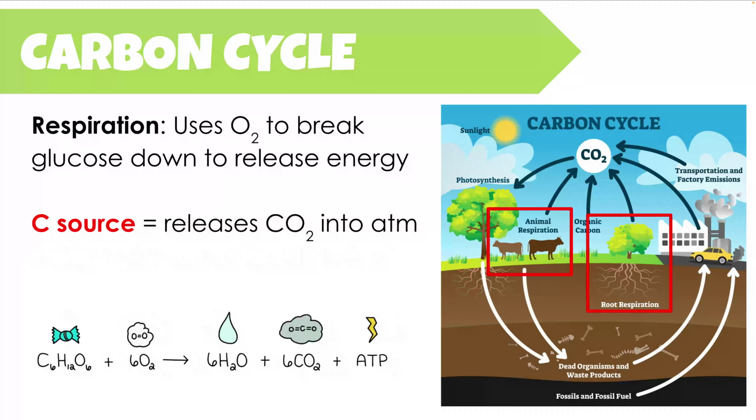Sort of the opposite of photosynthesis is cellular respiration. Both plants and animals do this, where they take in oxygen to take the glucose that they're consuming and break it down to release ATP, their energy molecule. So respiration would be a carbon source because the CO2 that is the byproduct of this reaction is being released back into the atmosphere. So more carbon is being released than being stored.